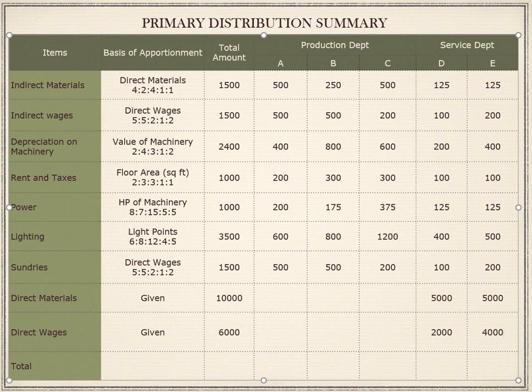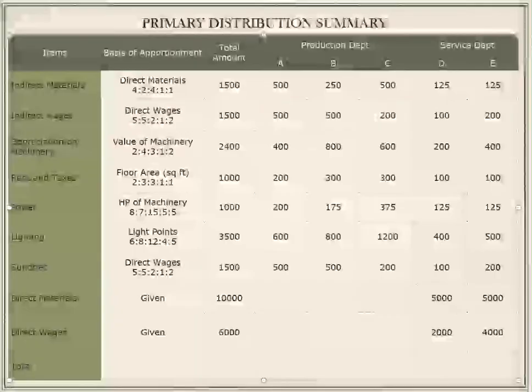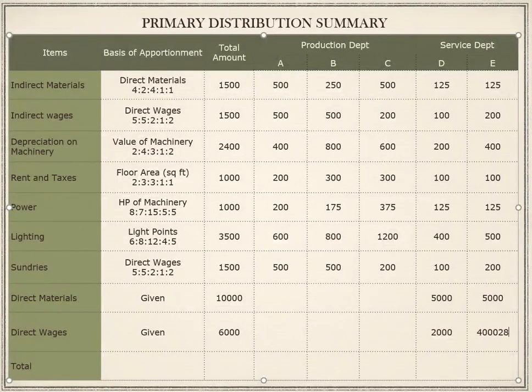Now let us total this. Let me total the total column first. 1500 plus 1500 plus 2400 plus 1000 plus 1000 plus 3500 plus 1500 plus 10,000 plus 6,000. It is 28,400, right? Moving on to department A, it is 500 plus 500 plus 400 plus 200 plus 200 plus 600 plus 500. It is 2,900.